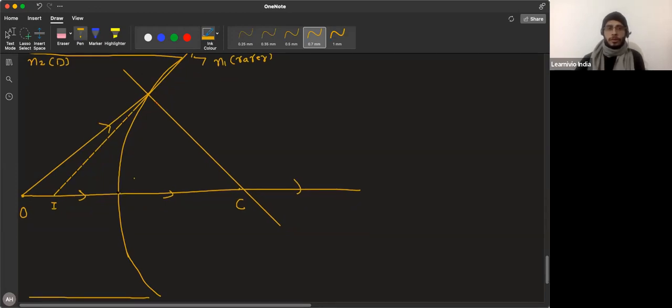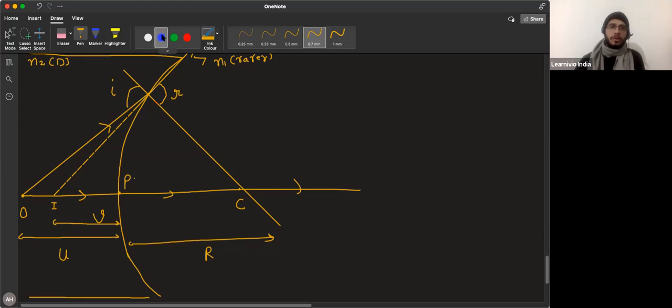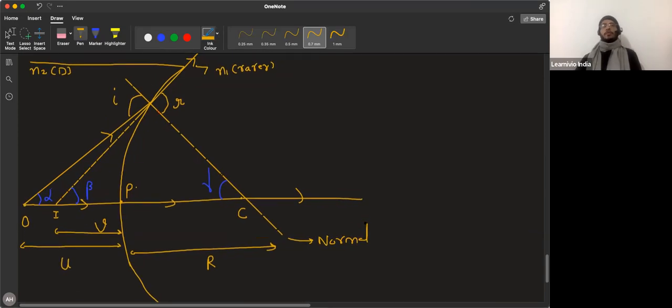So this is your object. This is the pole. This distance is the object distance. This distance is the image distance. This distance is the radius of curvature. This angle is the angle of incidence. This angle is the angle of refraction. We call this angle alpha. We call this angle beta. And we call this angle gamma. And this is the normal. So this is the normal ray. So this is the ray diagram for a concave refracting surface when the image is virtual.